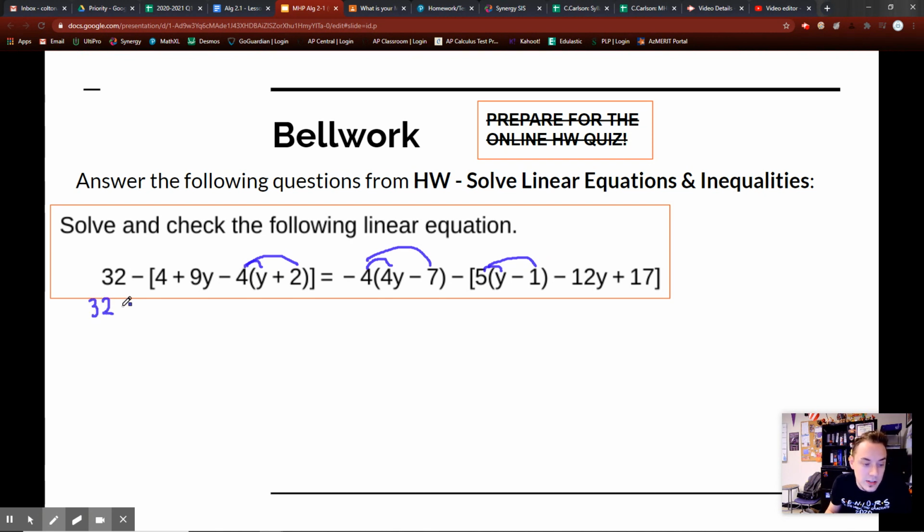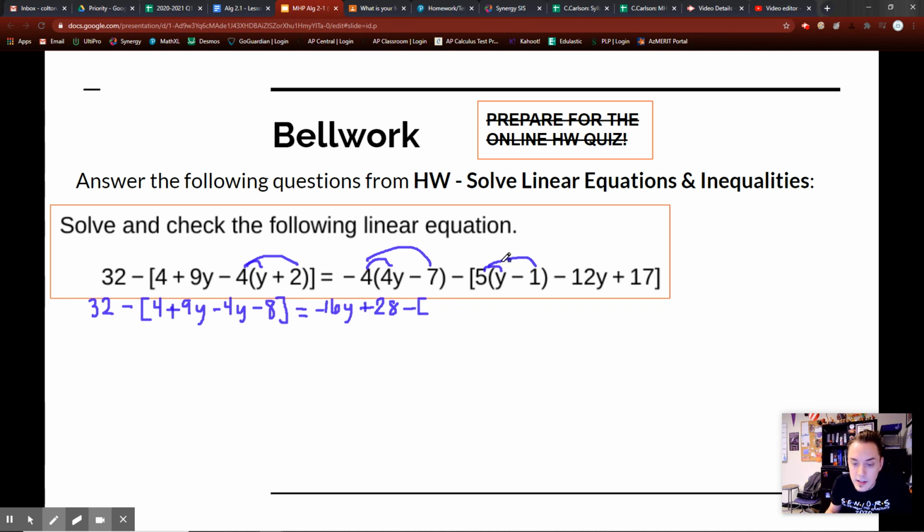I'm going to write down 32 because that hasn't been touched. Brackets haven't been touched. Plus 9y. And then this is minus 4y, and then minus 8. Notice how that's gone with the parentheses. So that's perfect. Equals. This is negative, not 4. Negative 4 times 4y is going to be negative 16y. And then plus, this is 28.